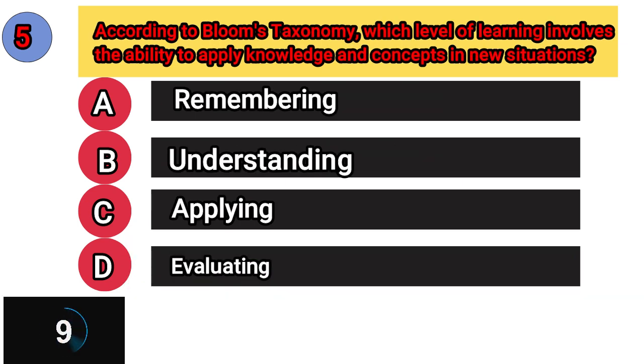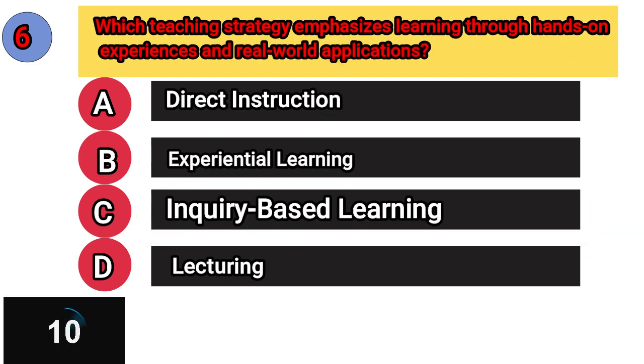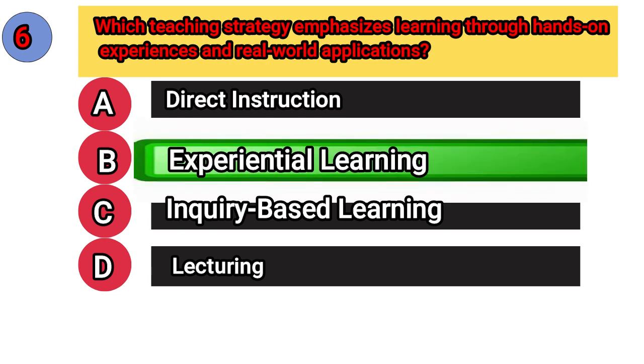According to Bloom's taxonomy, which level of learning involves the ability to apply knowledge and concepts in new situations: remembering, understanding, applying, or evaluating? The correct option is applying. Which teaching strategy emphasizes learning through hands-on experience and real-world application? A. Direct instruction, B. Experiential learning, C. Inquiry-based learning, D. Lecturing. Correct option is experiential learning.